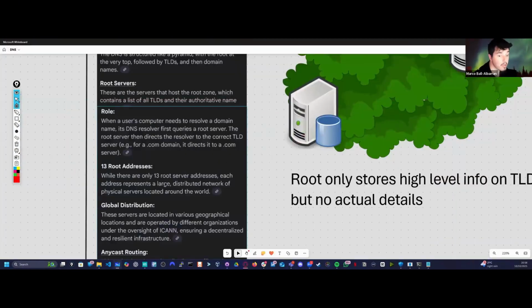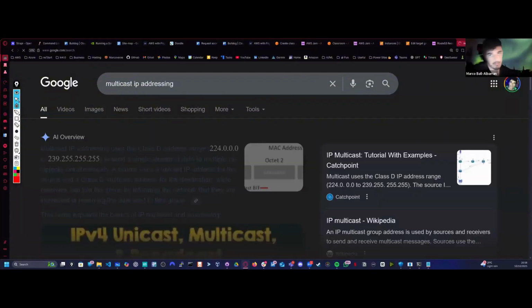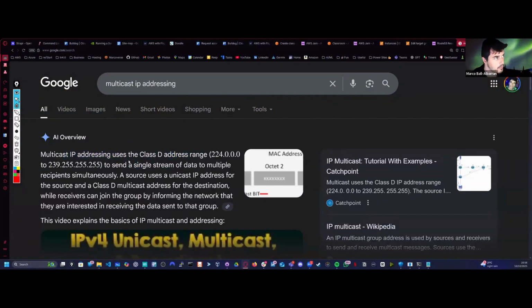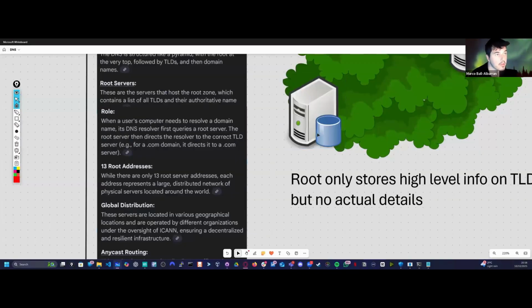To be clear, those 13 organizations manage the hardware, the computers, for the 13 root server IP addresses. In reality, each of those 13 IP addresses represents many different computers. It's probably not one computer like we talked about. It's probably using a technique called multicast IP addressing, where one IP address balances off to many machines, a single stream related to multiple recipients simultaneously. So they have many computers in order to absorb that load. But from DNS's perspective, there are 13 root server IP addresses.